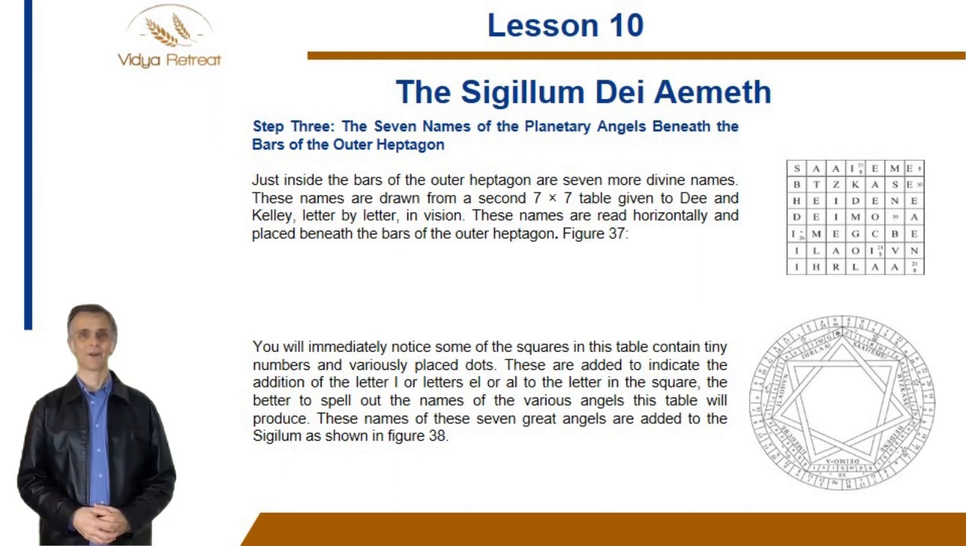You will immediately notice some of the squares in this table contain tiny numbers and variously placed dots. These are added to indicate the addition of the letter L to the letter in the square, the better to spell out the names of the various angels this table will produce. The names of these seven great angels are added to the sigillum as shown in figure 38.